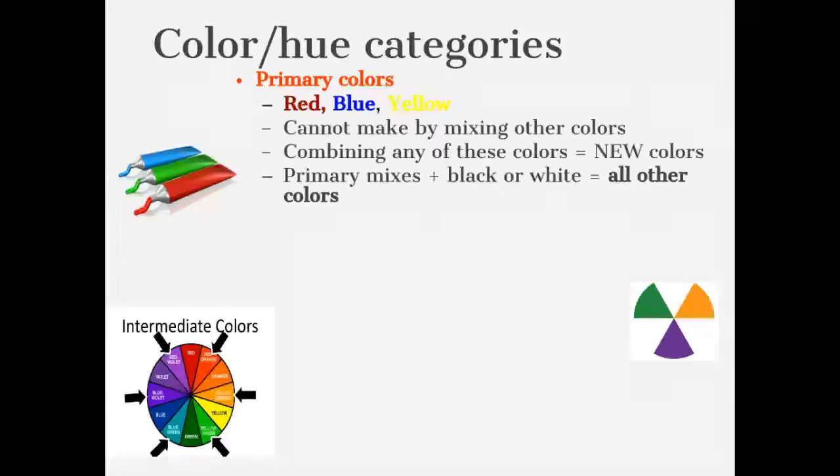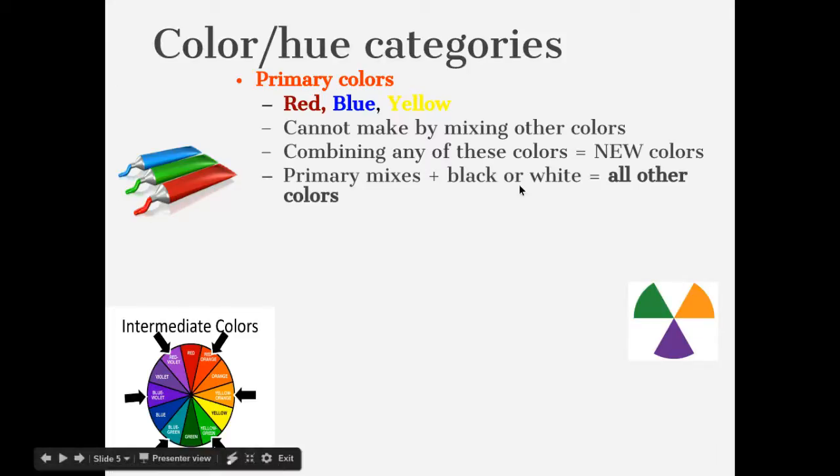So you can take one primary, such as red, mix it with a little white, and you're going to create pink. You can take green, mix it with a little black, and you can create a dark green. So you can use primary colors plus black and white to make every other color that you can imagine.